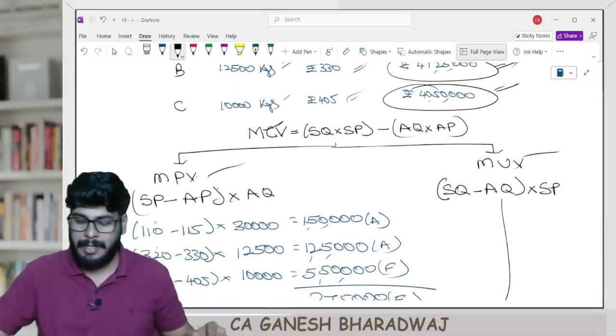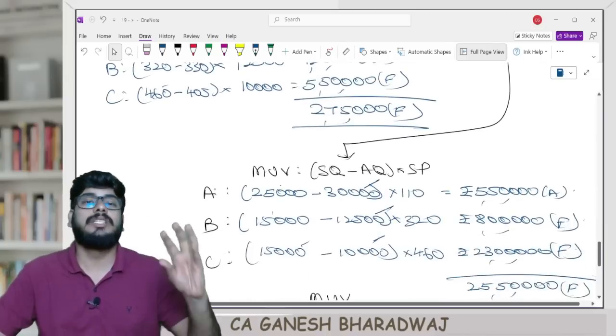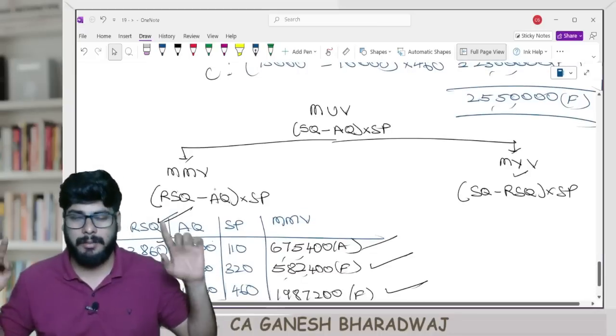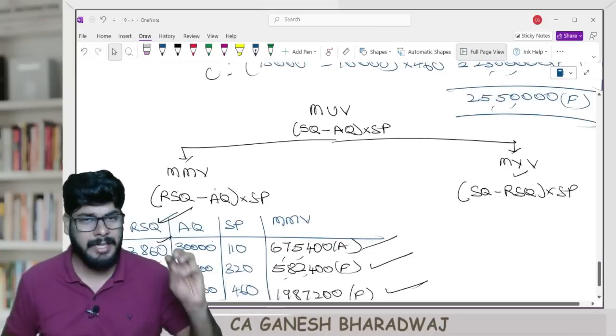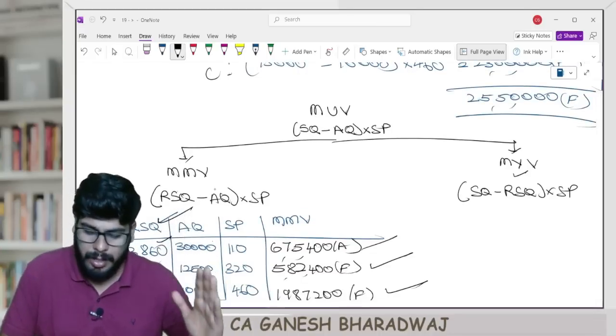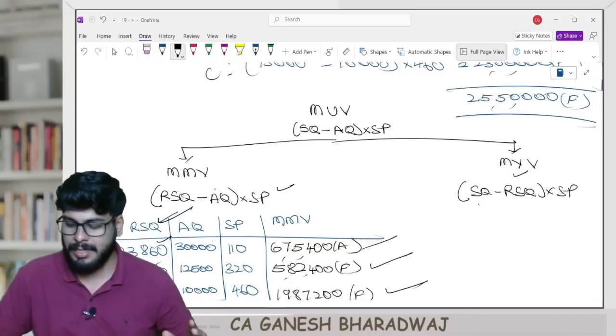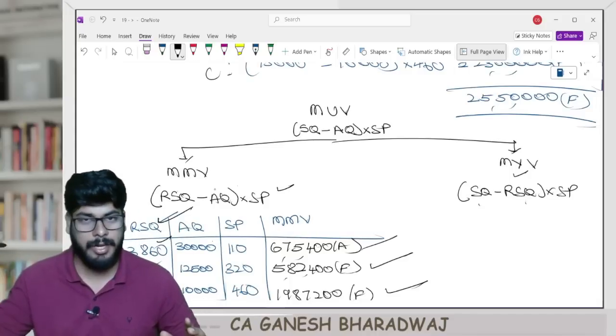And further, for material usage variance, you need what? The concept of revised standard quantity. That is further bifurcated into two: mix and yield variance. The mix variance is going to be revised standard quantity minus actual quantity into standard price, and the balancing figure is your yield variance, that is standard quantity minus revised standard quantity into standard price.